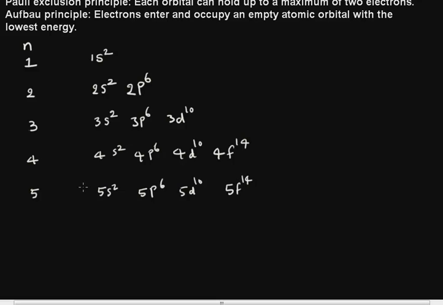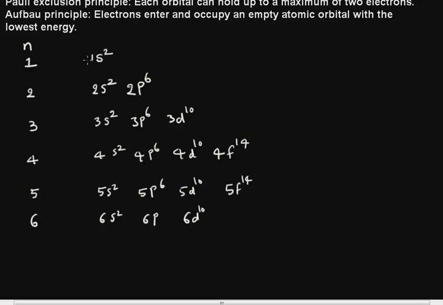Similarly, when n equals 6, I can have 6s2, 6p6, 6d10. I'm not going further because the IB won't assess you beyond this, and you need to know only up to the f subshell. So now, how do you fill up electrons in a given atom? This is the order of increasing energy according to the Aufbau principle.